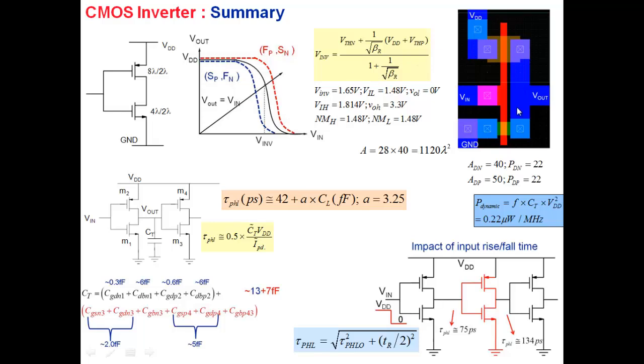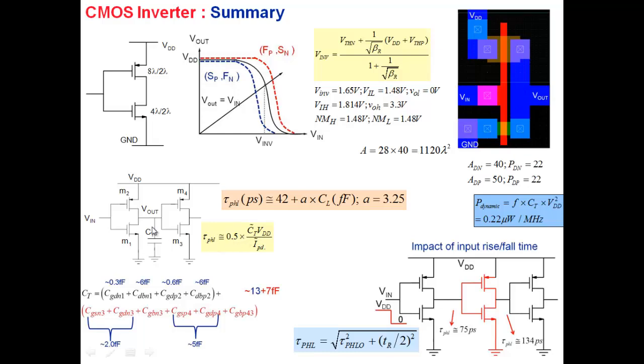This, of course, is the area part. The area of our inverter is 1120 lambda square. The layout also gives us the area of the drain and the perimeter of the drain, for both NMOS and PMOS, which are needed for calculation of delays. And delays are understood through this equation.